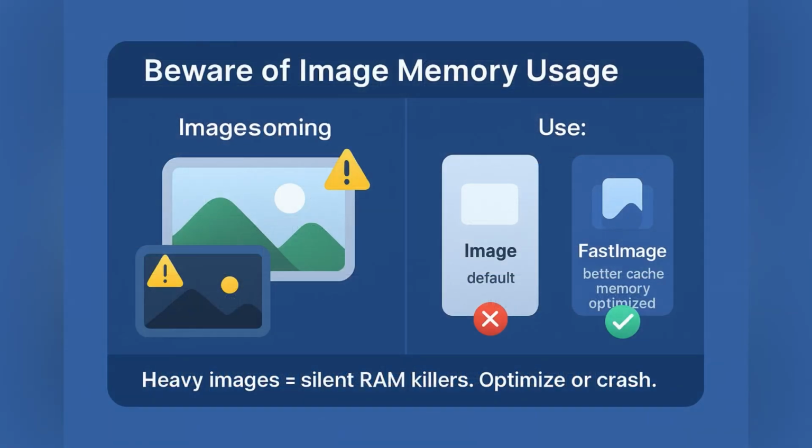Images are a top memory killer. React Native doesn't automatically unload them. Use libraries like React Native Fast Image for better caching and unload strategies. Avoid keeping large bitmaps in memory, and be mindful of ImageBackground components. They can silently consume megabytes of RAM if used carelessly.